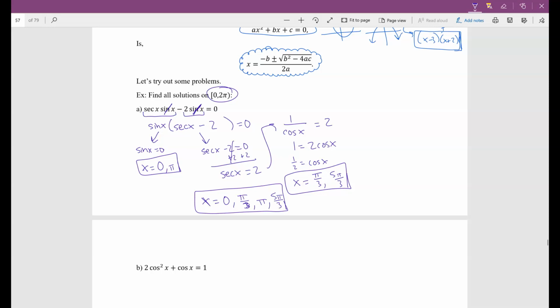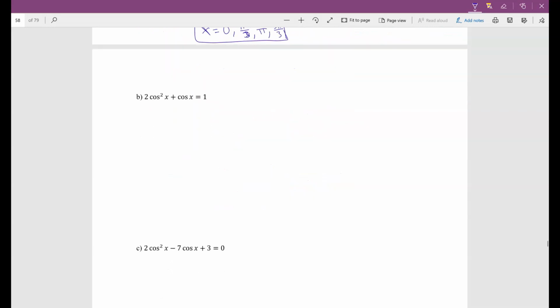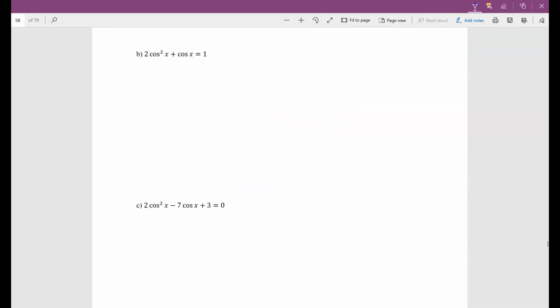Okay. All right, so now let's go to the next one. This is where we really have to tap into our factoring skills. So here we have 2 cosine squared x plus cosine x equals 1. The reason why this is quadratic is because you have a squared term there. Whenever you have a quadratic, you always want to have it in this form, so that it equals 0.